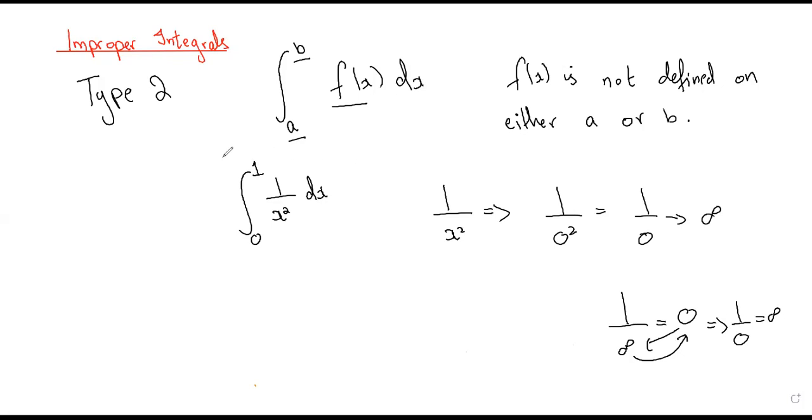Now again, this is the second type. What do we see? The limits are okay in this case, but once I'm plugging in the lower limit, that is 0 in our case, we get infinity for the function, and the function is not defined. This means the function is not defined at 0. So this is type 2 of improper integrals. Is this okay?